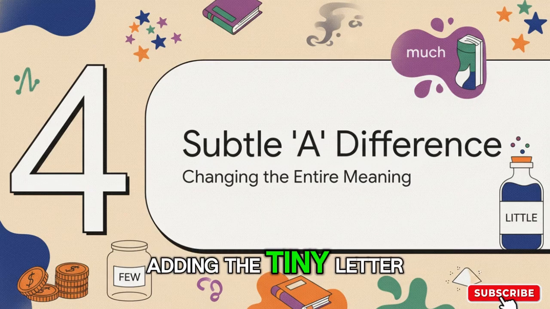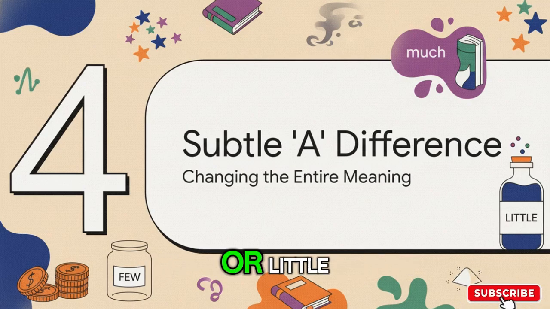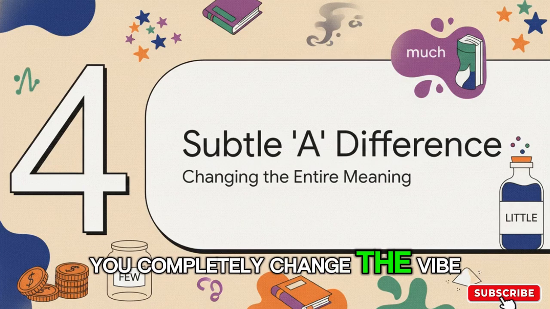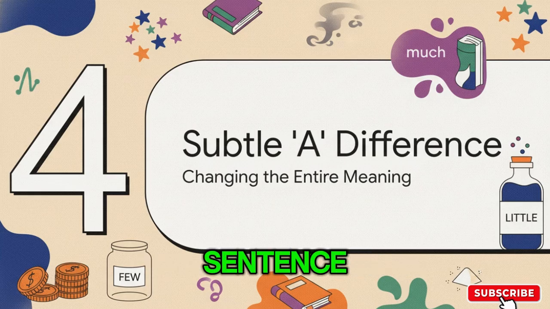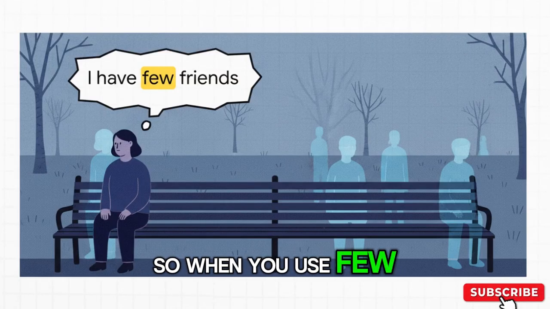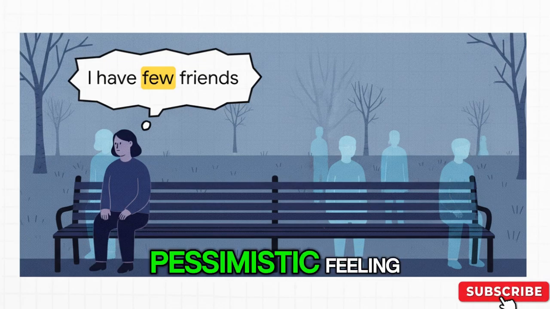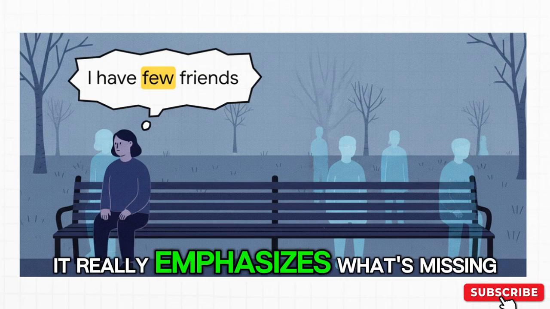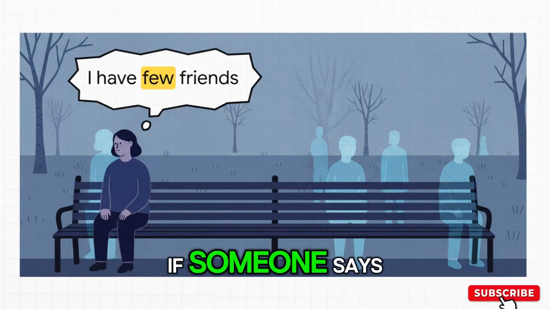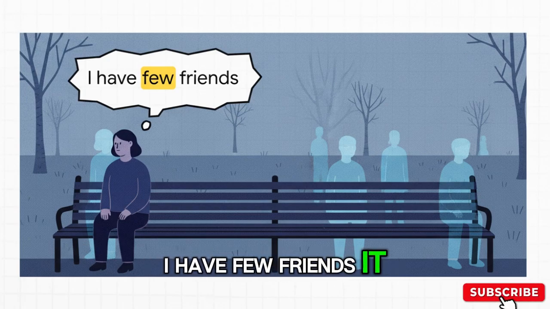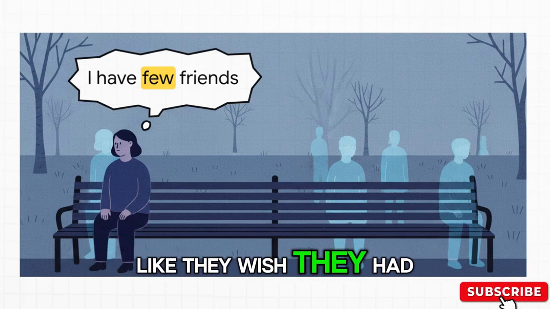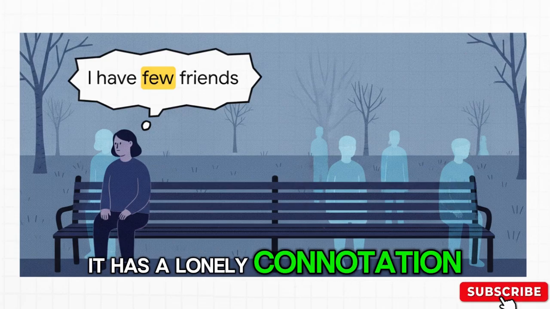Just by adding the tiny letter a in front of few or little, you completely change the vibe, the whole feeling of the sentence. So when you use few all by itself, it's kind of a downer. It has this negative, pessimistic feeling. It really emphasizes what's missing. If someone says, I have few friends, it sounds like they're sad about it, like they wish they had more. It has a lonely connotation.